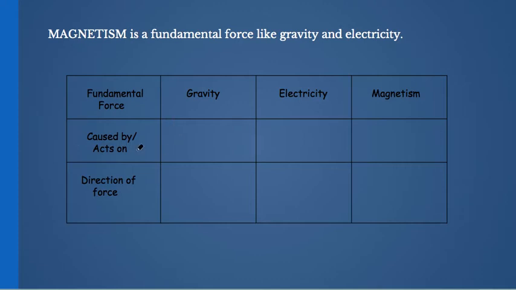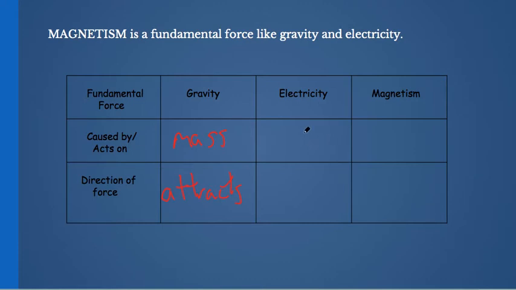So for gravity, we know that if you want a gravitational field to exist, you need mass. The fact that objects have mass means there's a gravitational field associated with it, and of course gravity acts on other masses. The direction of the force, well, that may sound ambiguous, but we're basically asking, does it attract, repel, or do both? And we've learned that gravity only attracts.